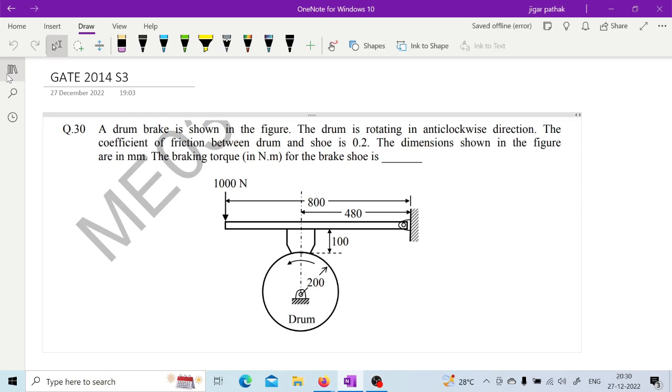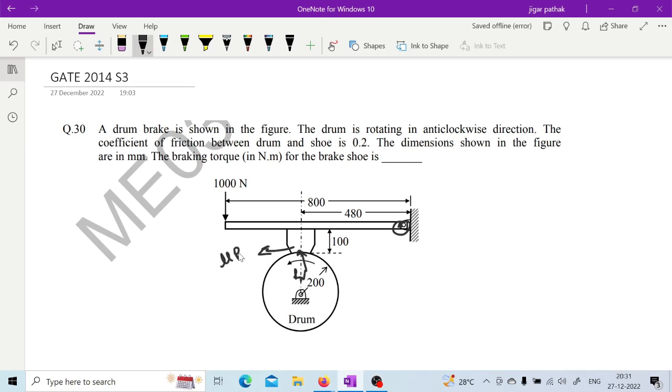So here also if you take moment about this fulcrum, then you will first find this relation between this frictional force and Rn, right? Because you don't know the friction force as well as the normal force, both. So here it is this Rn, and this will be mu Rn.